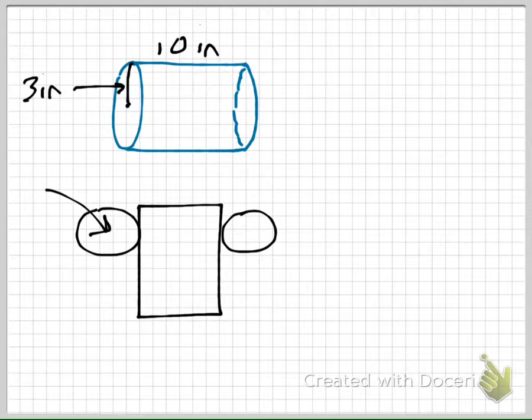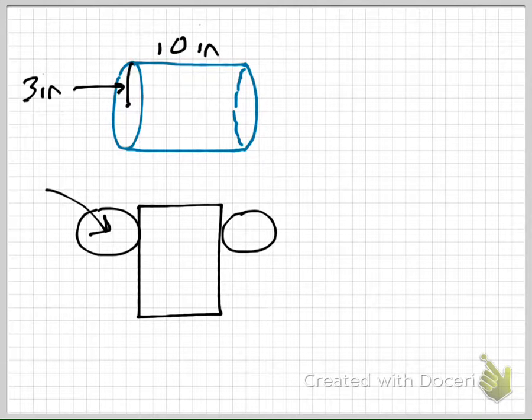So the height of this thing is 10 inches. Does that make sense? Okay. But now look here. This is very important. Look here. What is the radius of this circle? 3 inches. Do we agree? It's 3 inches? Okay, so hold on.